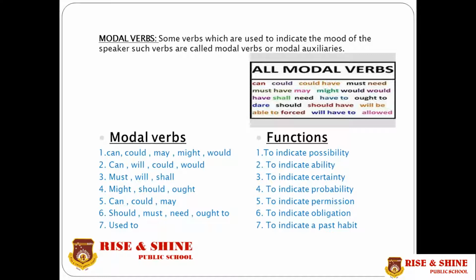In the English language, some words are used which show the modality, that is likelihood, ability, permission, request, and capacity. So here in this session, you will see modal verbs. Verbs which are used to indicate the mood of the speaker are called modal verbs or modal auxiliaries. They are also called modal verbs or modal auxiliary.